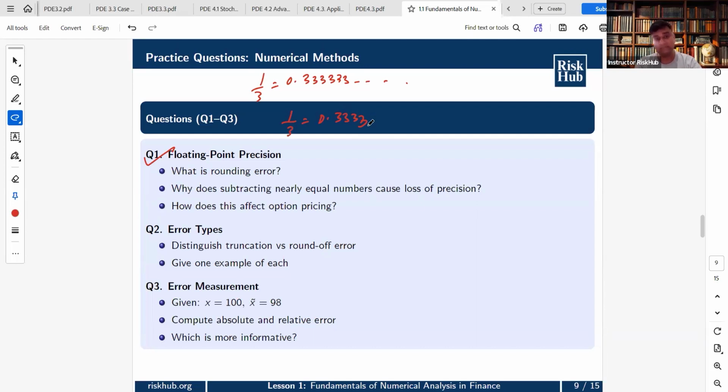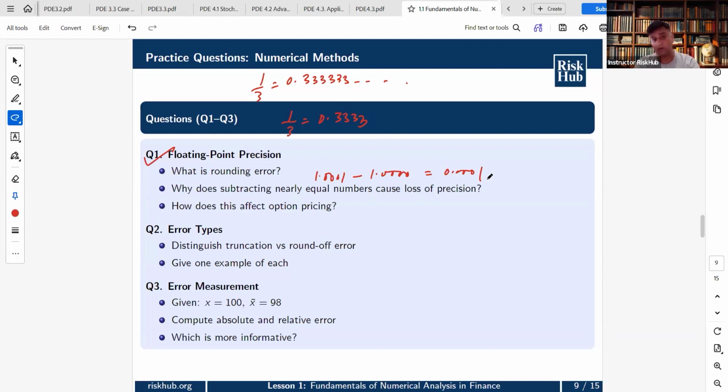Why does subtracting nearly equal numbers cause loss of precision? Because leading digits kind of cancel. For example, I have 1.0001 minus 1.0000, which means 0.0001. The meaningful result is tiny, and any small representation error in the original numbers becomes large relative to the answer.